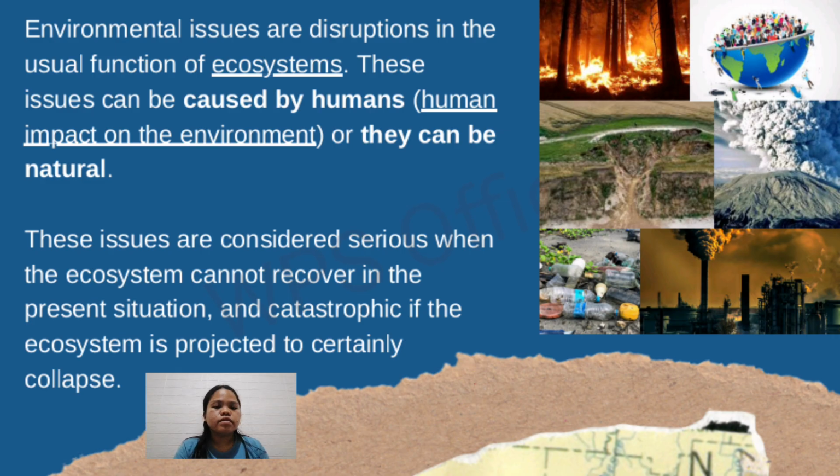In this juncture, I will be discussing about the certain causes of existing environmental issues internationally. So, environmental issues are disruptions in the usual functions of ecosystems. These issues can be caused by humans, which is the human impact on the environment, or they can be natural. These issues can be considered serious when the ecosystems cannot recover in the present situation, and it's catastrophic if the ecosystem is projected to certainly collapse.